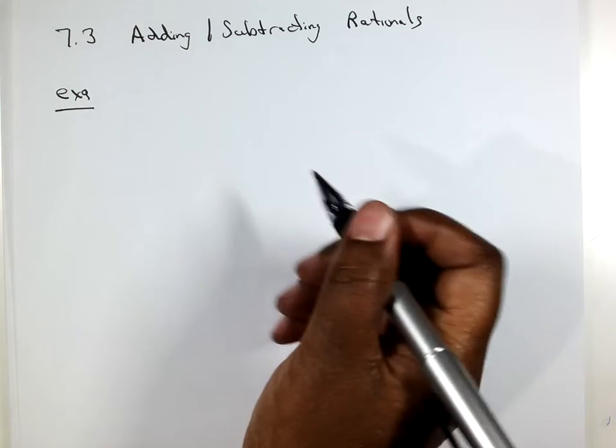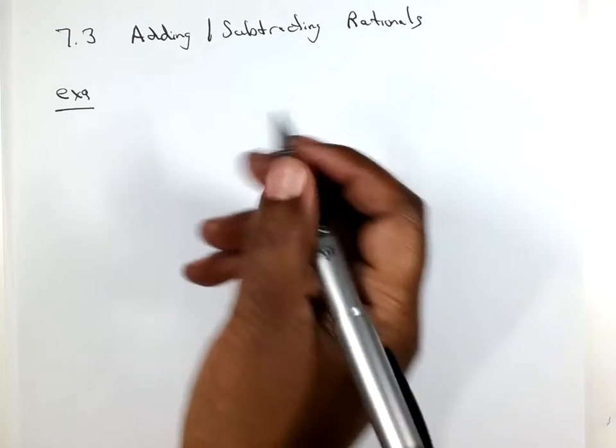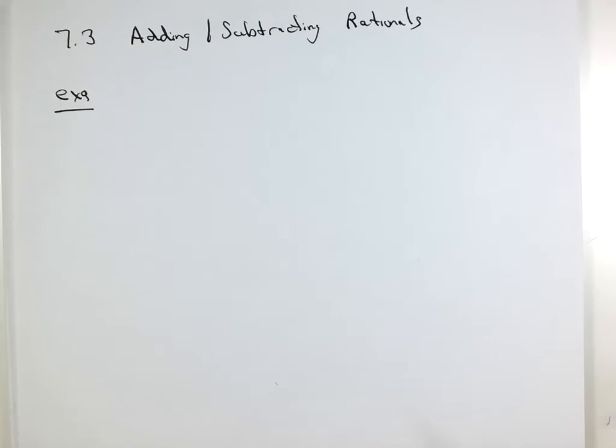So our next section is 7.3, adding and subtracting rationals. The key to this is we have to have a common denominator in order to add or subtract. So if we don't have that common denominator, then we're going to have to come up with it ourselves.